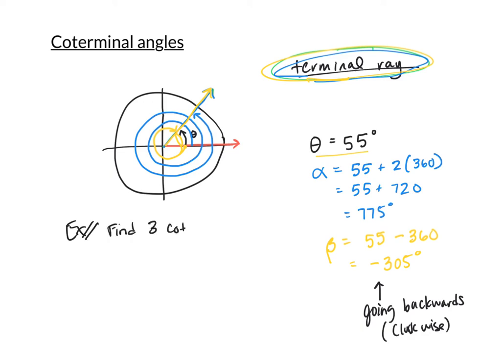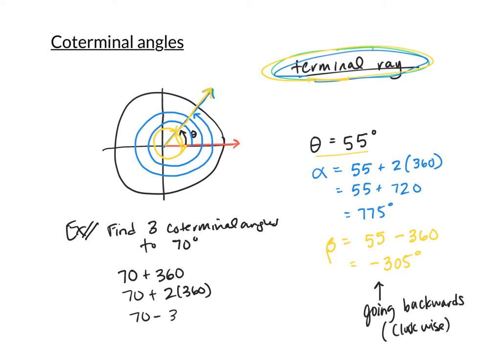Let's find 3 coterminal angles to, let's just make it up, 70 degrees. So I'm going to do 70 degrees plus an additional rotation. I'm going to do 70 degrees plus 2 additional rotations, and I'm also going to do 70 degrees minus a rotation. This is going to be 3 coterminal angles that will all have the same ending terminal ray as the initial 70 degrees. This is going to be, let's see, 430, 790, and negative 290 degrees.